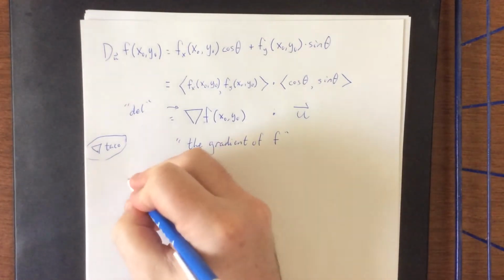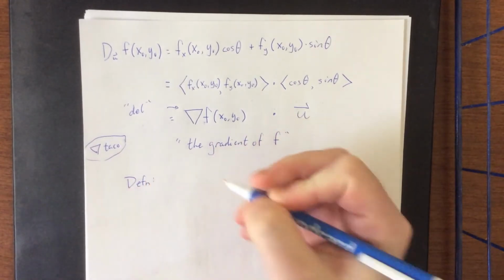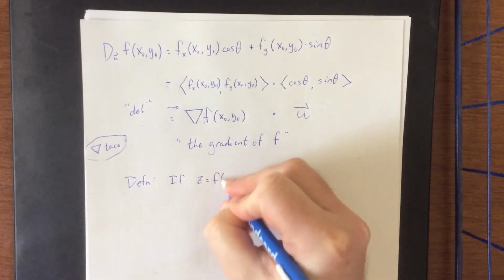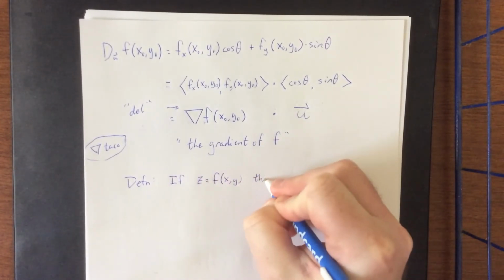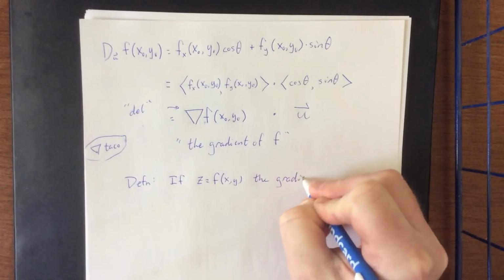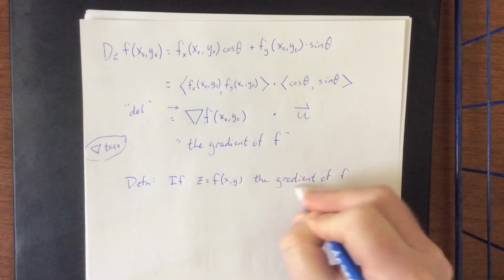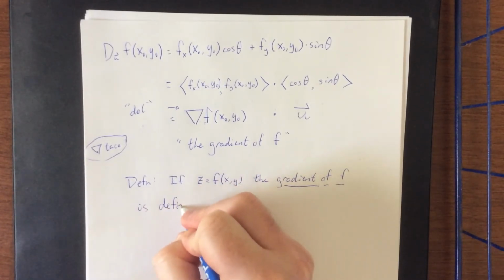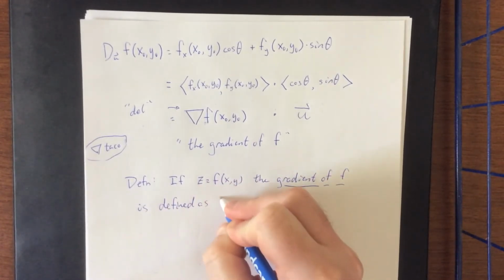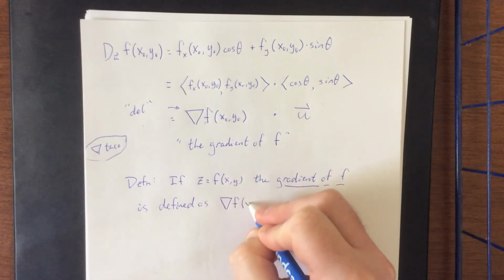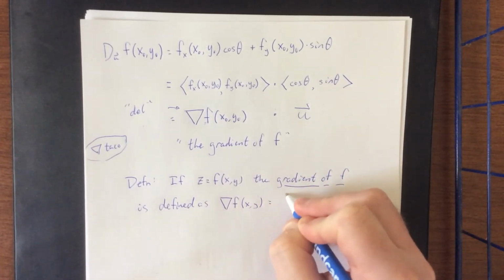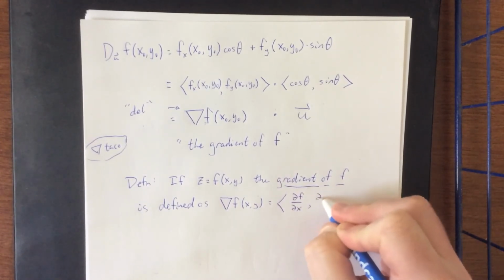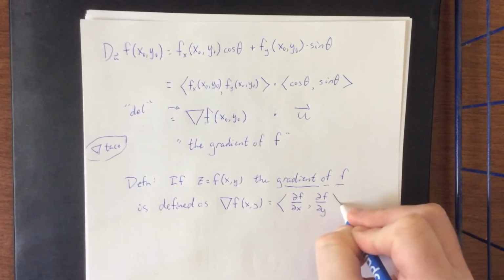So more generally, if we wanted to say that we have a function, if z is equal to a function of two variables, the gradient of f is defined as, we'll call it del f of xy. That's going to be equal to the partial derivative of f with respect to x and the partial derivative of f with respect to y.